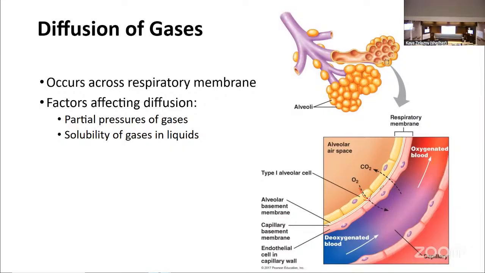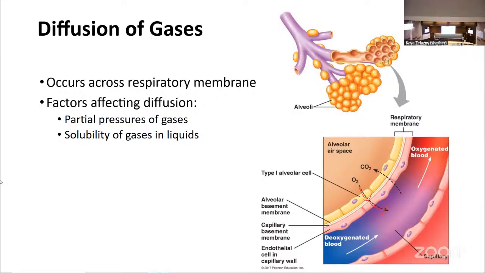And we have a basement membrane, which is basically just glue for our cells here. We go across a capillary endothelial cell, and then we're into our bloodstream, right? So that's our barrier for diffusion of these gases in both directions. So oxygen towards the blood, carbon dioxide towards the alveolus.